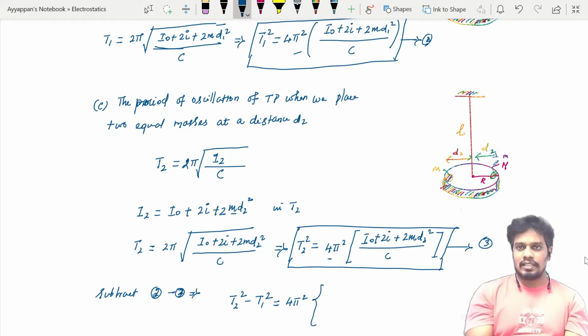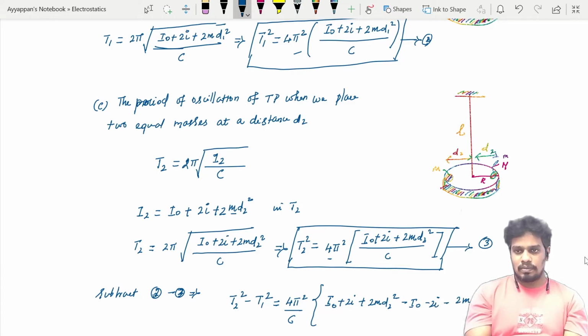Now C also you can take out, because the denominator, the couple per unit, is constant. Now 3 minus 2, you have to subtract everything. The third equation is I naught plus 2I plus 2m d2 square. Now you have to minus the second one, so minus I naught minus 2I minus 2m d1 square. If you are subtracting, you have to put the minus in here, minus in here, minus in here.